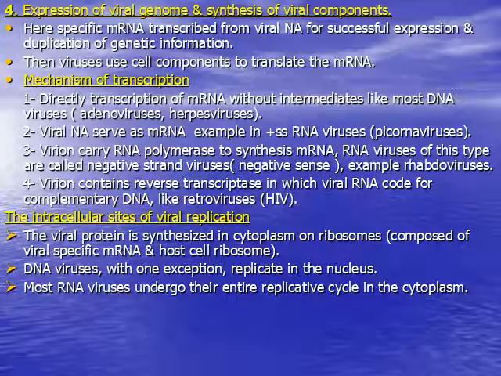The fourth stage of viral replication is the expression of the viral genome and synthesis of viral components. Here, the specific messenger RNA is transcribed from the viral nucleic acid for successful expression and duplication of genetic information. Then, viruses use cell components to translate the messenger RNA.